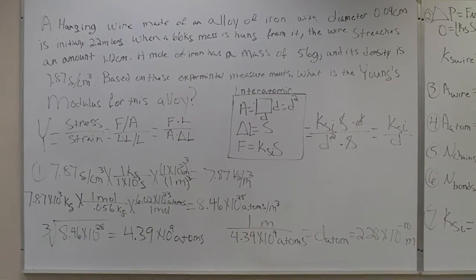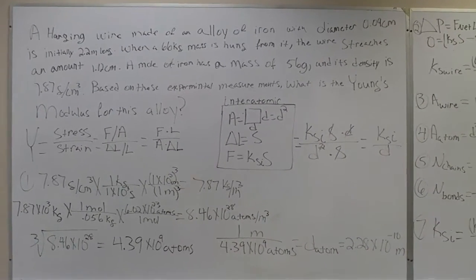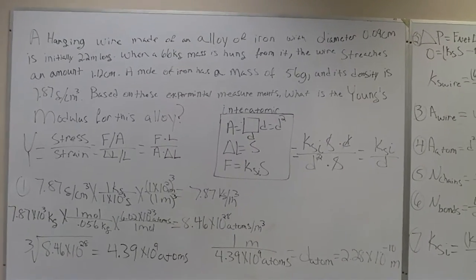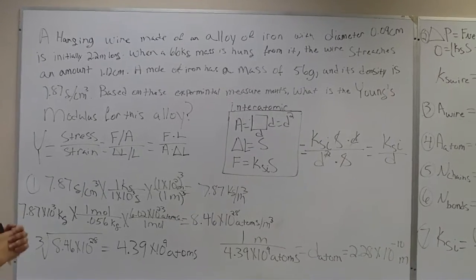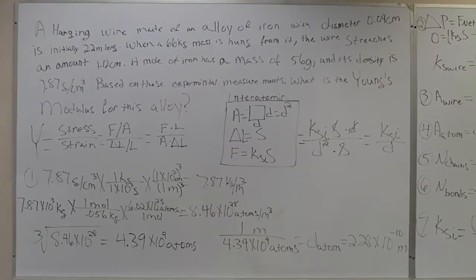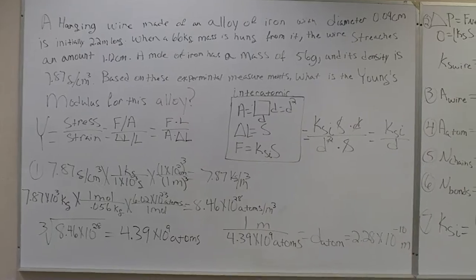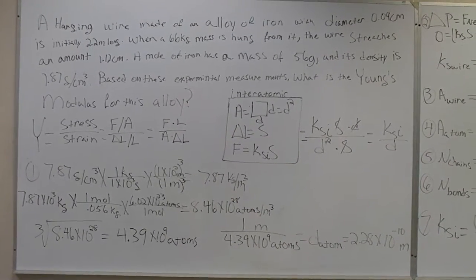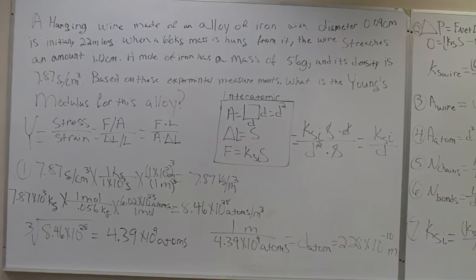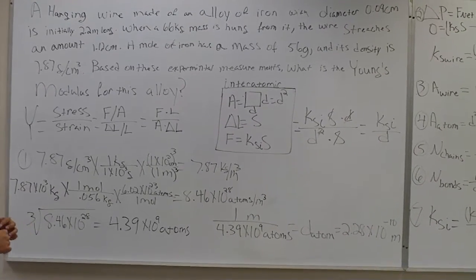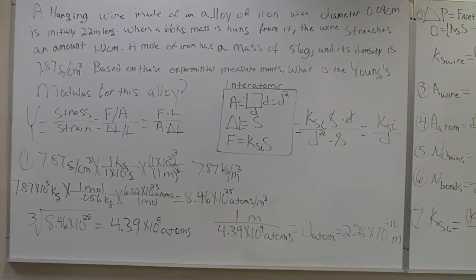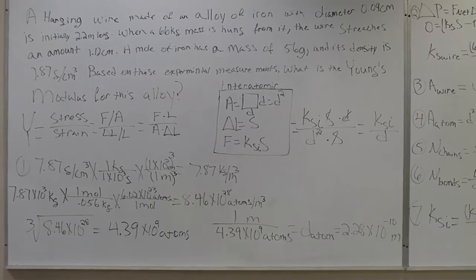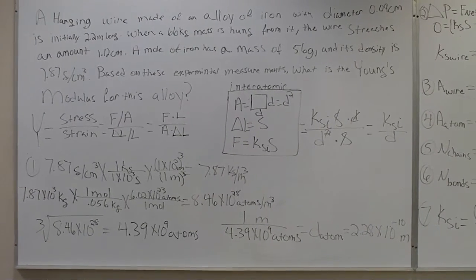Let's go on. A hanging wire made of iron with a diameter of 0.09 centimeters is initially 2.2 meters long. When a 66 kilogram mass is hung from it, the wire stretches an amount of 1.12 centimeters. A mole of the iron has a mass of 56 grams and its density is 7.87 grams per centimeter cubed. Based on the experimental measurements, what is the Young's modulus for the alloy?